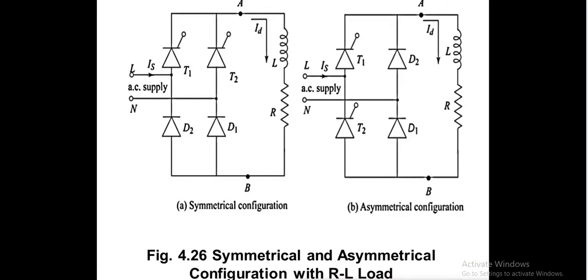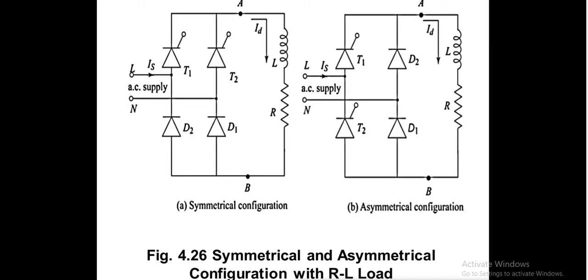Half controlled bridge rectifier with RL load, means half controlled bridge rectifier with inductive load. So this is the circuit diagram for half controlled bridge rectifier with inductive load.